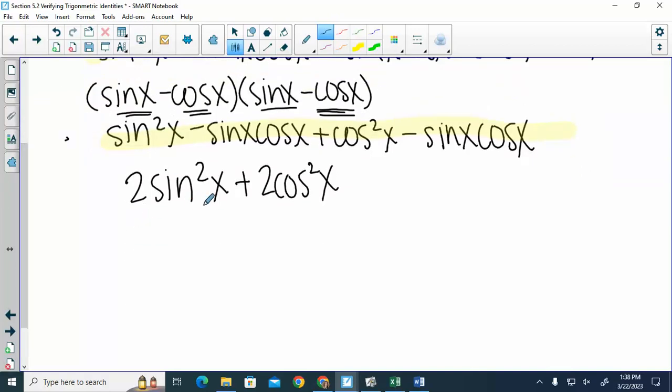What if I wrote it like this? Since they both have a 2, we can factor with trig functions. Oh yeah. So if I pulled out that greatest common factor, what is sine squared x plus cosine squared x? 1. So you have 2 times 1, which is 2. So final answer is 2. All right. Good.